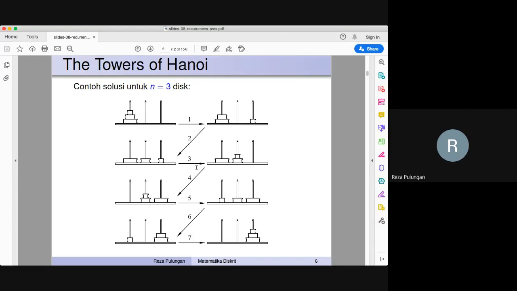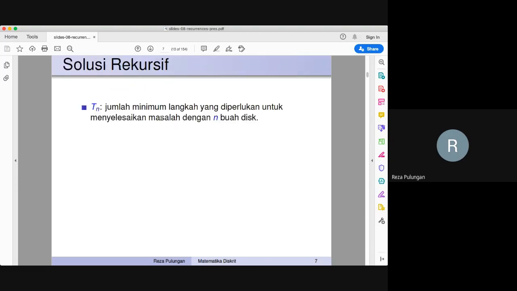What about n equal to 1? N equal to 1 is easy. If there is only one disk, you just have to move it to the third tower, that's it. One step is enough. What about 2? If it is 2, you move the topmost one to the middle, move the one below to the third, and then afterward you move the one from the middle to the third. So we need three steps. Okay. So how do we solve this in general?